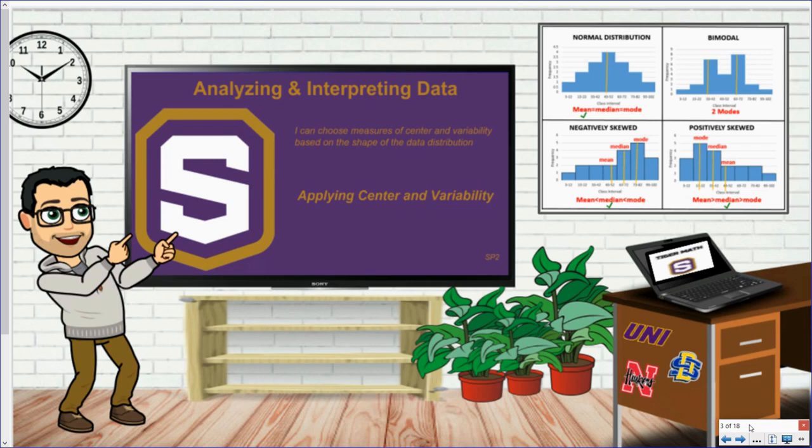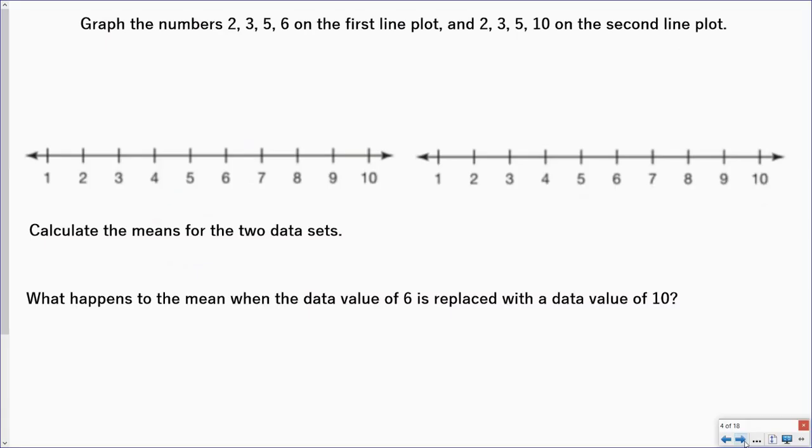In this video, we will be discussing analyzing and interpreting data. We will be focusing on choosing the best measure of center and variability. By the end of this video, you will be able to choose whether the mean or median is the best representation of the center of a data set.